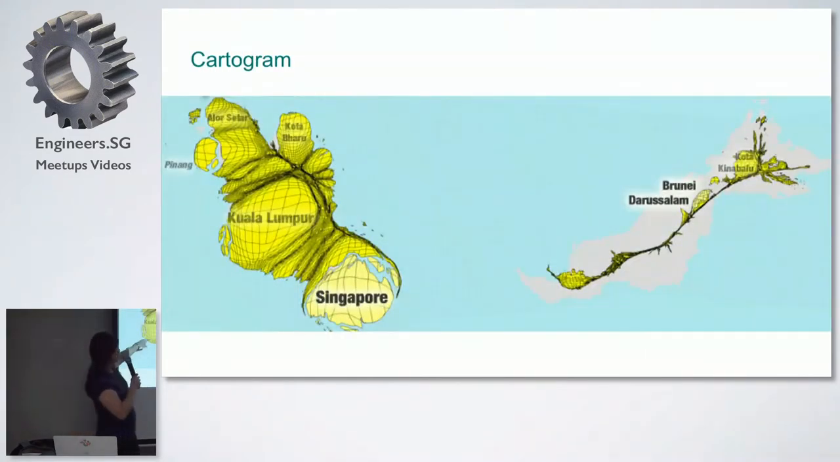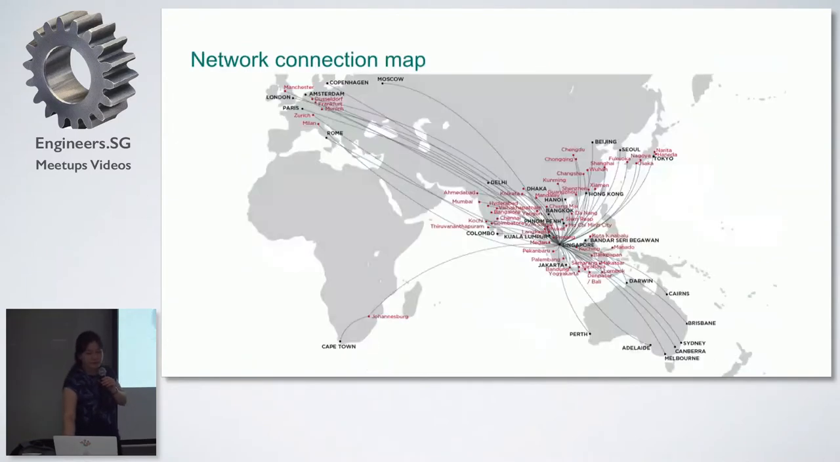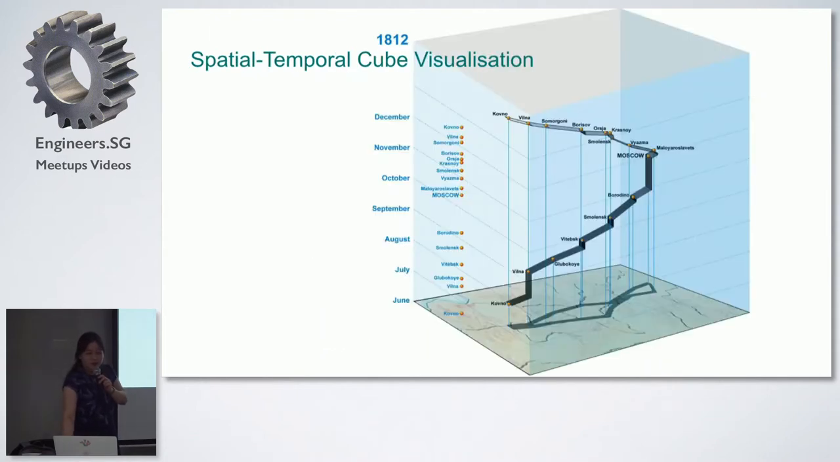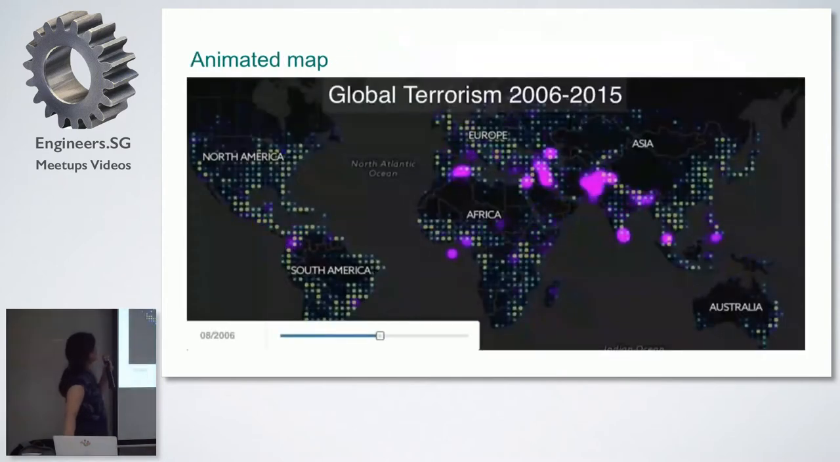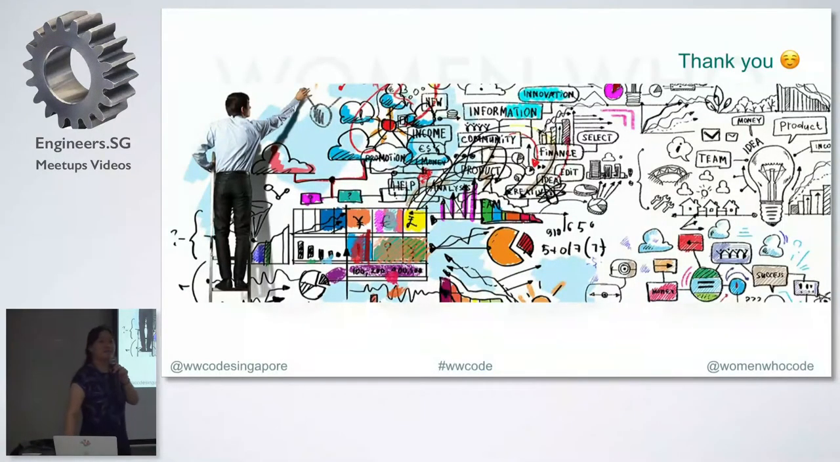Cartograms. Basically, this is indicating the population size. The bigger it is, the larger the population. Darling cartogram, similar population size, but using circles. Network connection map. This is, I believe, Virgin and Singapore Airlines. Spatial temporal cube. So you have your map, you have your timeline, and then you have your cities. Animated maps. 3D maps. Virtual realities. And that's roughly it.